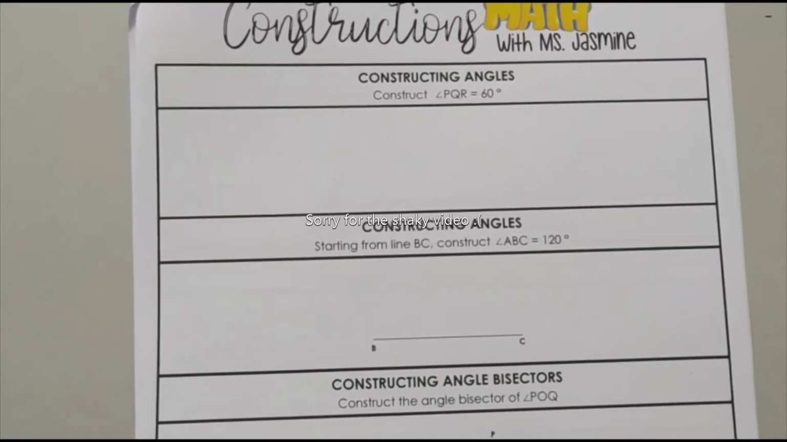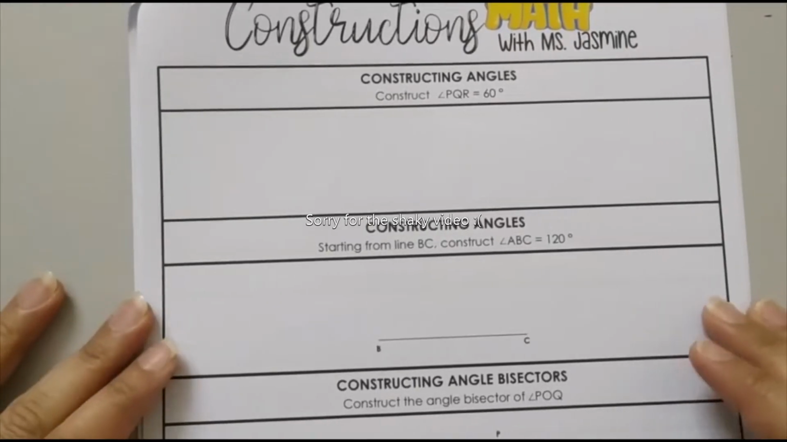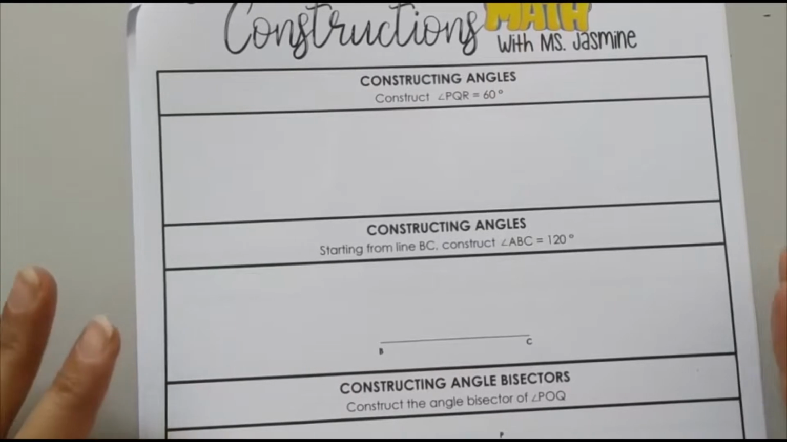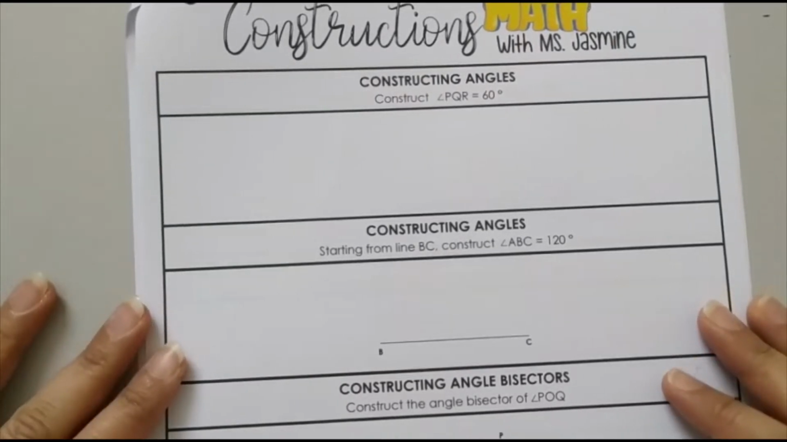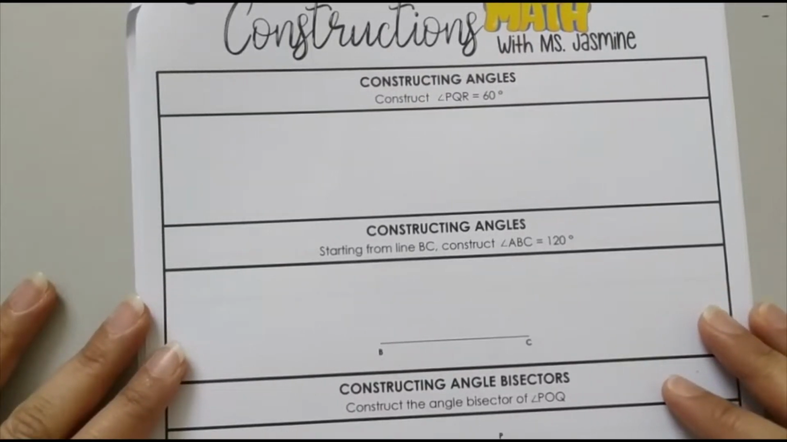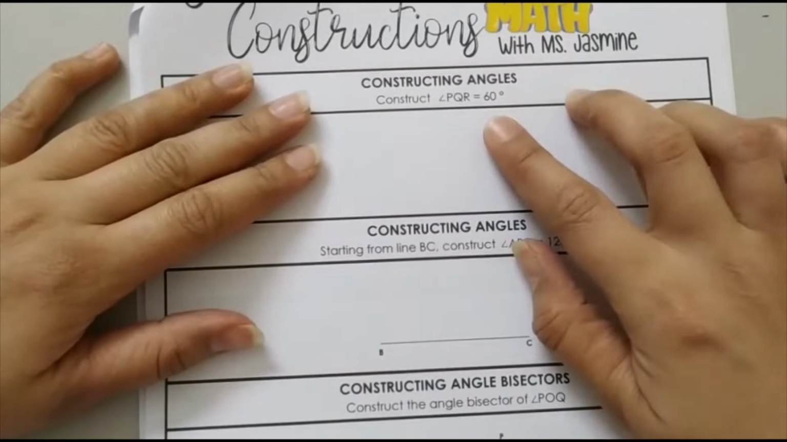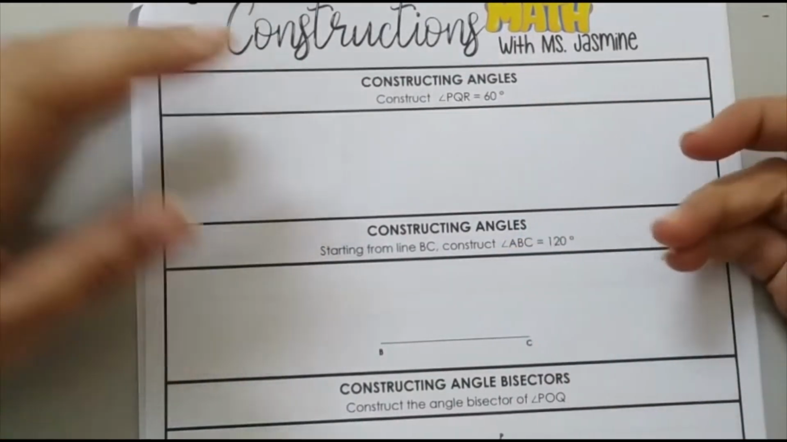Hi guys, this next video is on constructing angles. So I have a few angles that I have in mind, and along with that I'm also going to teach you how to draw an angle bisector. So here I have a question that's asking you to construct angle PQR, which is a 60-degree angle.